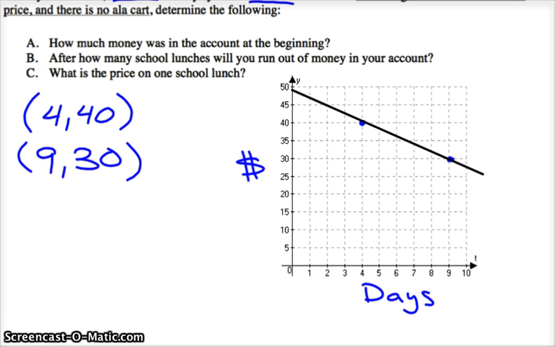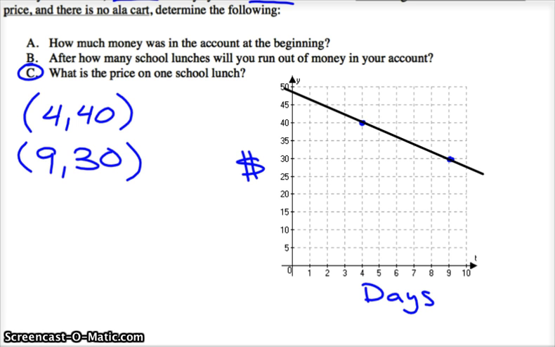So my next issue is, first of all, how much money was in my account at the beginning. And if you'll notice, it looks like just under 50. If I make this a little more accurate, you can tell it's just under 50, so probably 49, 48 range. We're going to check that out. But I'm actually going to look first at question C.